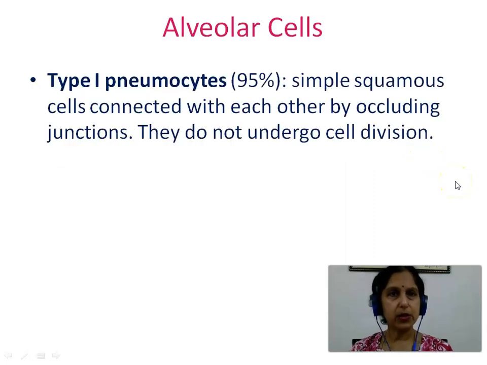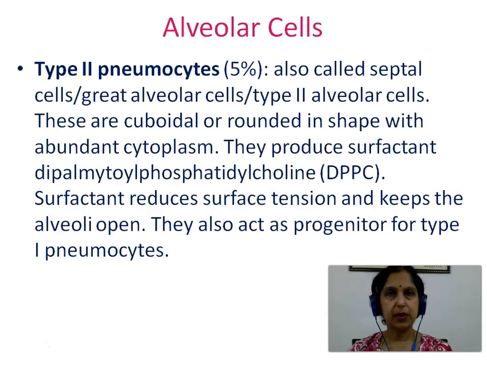Type 1 pneumocytes constitute 95% of the cells seen in the alveoli. These are simple squamous cells connected with each other by occluding junctions. They do not undergo cell division. Type 2 pneumocytes constitute 5% of the cell population here in the alveoli. They are also called septal cells, great alveolar cells, or type 2 alveolar cells. These are cuboidal or rounded in shape with abundant cytoplasm. They produce surfactant, dipalmitoyl phosphatidyl choline, DPPC.